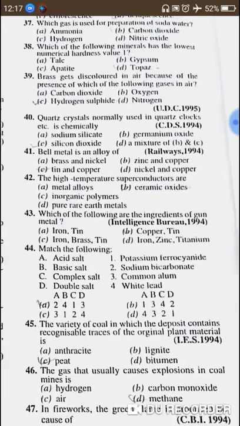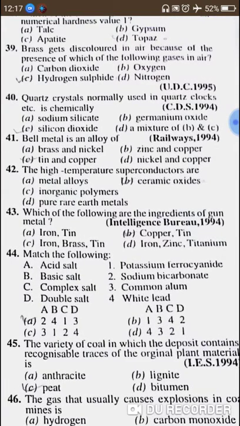Our next question. Quartz crystals normally used in quartz clocks etc. is chemically silicon dioxide. So quartz crystals normally used in quartz clocks etc. is chemically silicon dioxide. Next, bell metal is an alloy of, and our answer is tin and copper. So bell metal is an alloy of tin and copper. Next, the high temperature superconductors are, and our answer is ceramic oxides. So the high temperature superconductors are ceramic oxides. Next, which of the following are the ingredients of gunmetal? And our answer is copper, tin. So copper and tin are the ingredients of gunmetal.